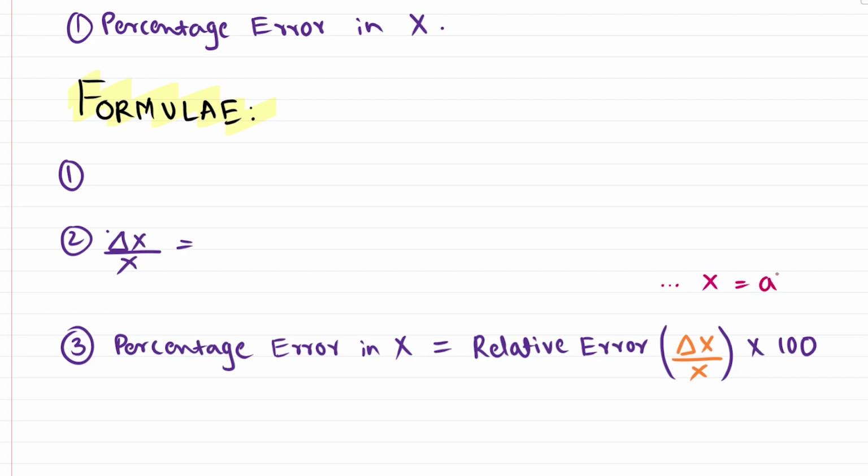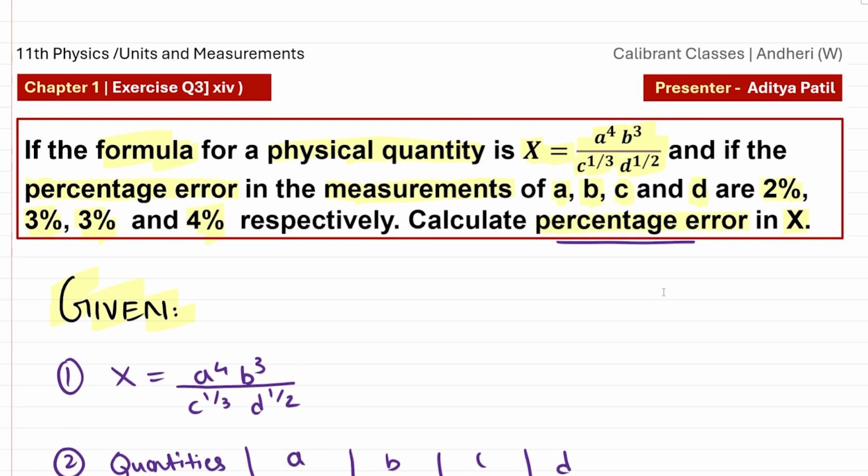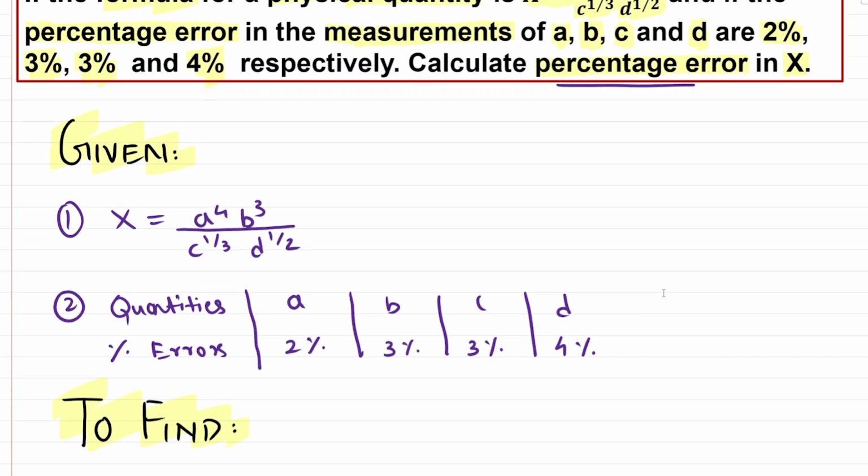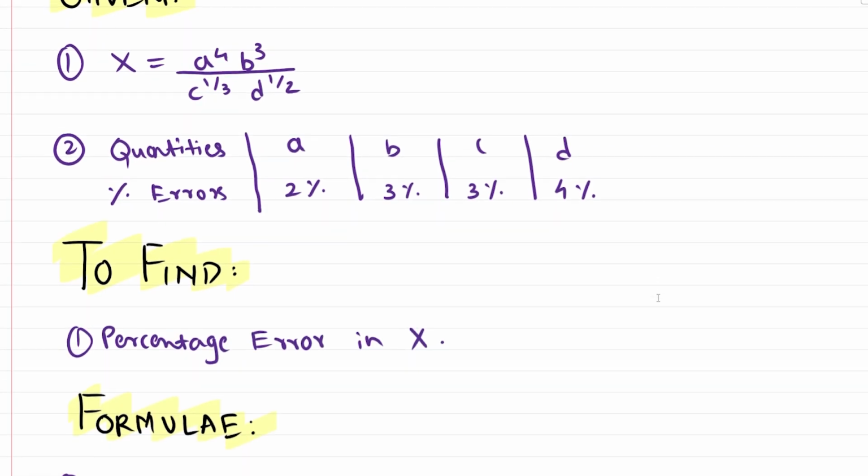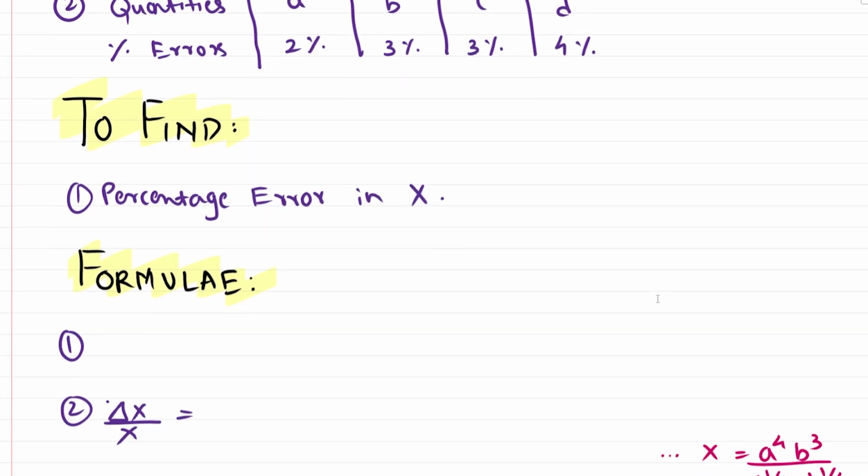So जो x का formula as per the given था, that is a raised to 4 into b raised to 3 the whole divided by c raised to 1 by 3 into d raised to 1 by 2. Now x is dependent on quantity a, b, c and d, and all of these quantities have some or the other errors associated with this. इनके measurements में कुछ ना कुछ errors है.